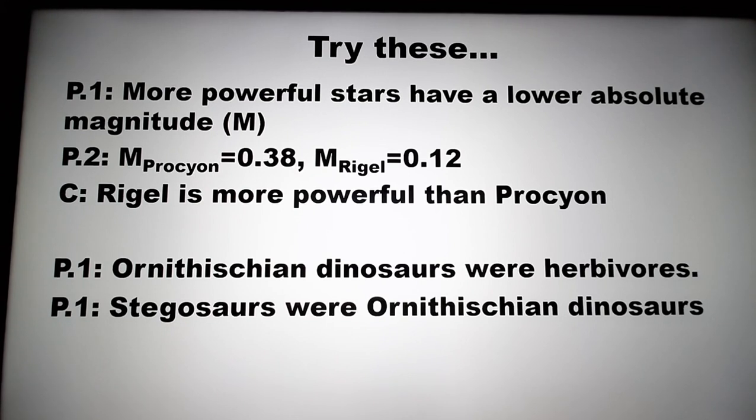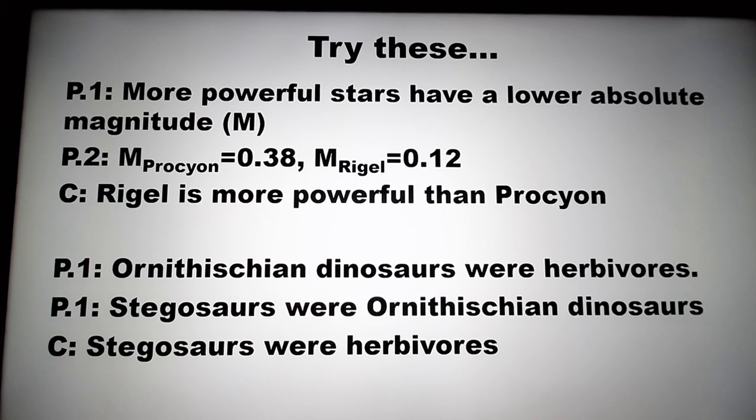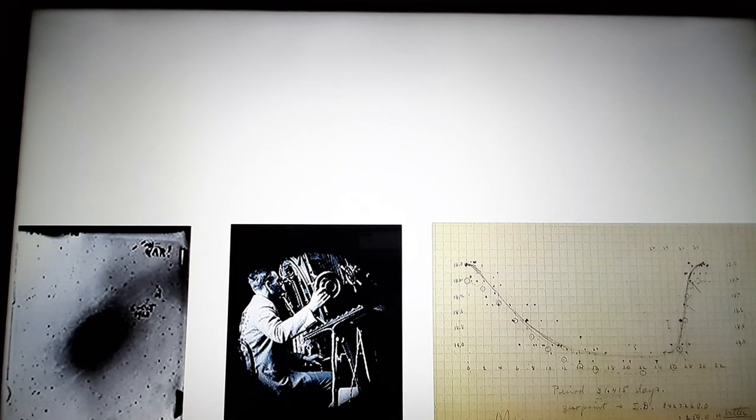P2, sorry, that should be P2. Stegosaurs were ornithischian dinosaurs. What's the conclusion that must follow logically? That stegosaurs were herbivores.